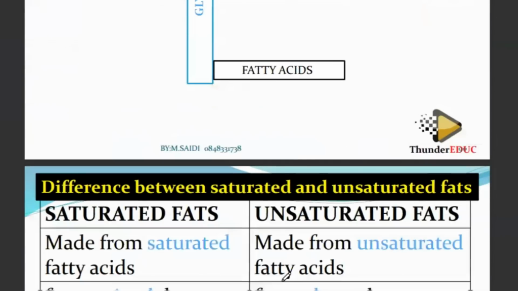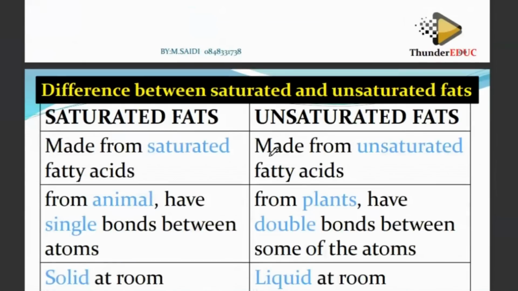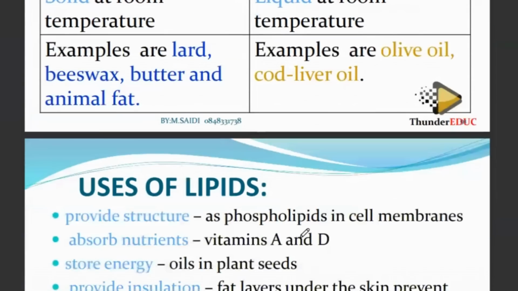What are some of the functions of the lipids? Know them. What is the difference between saturated fats and unsaturated fats? Saturated fats have single bonds throughout, while unsaturated fats have a double bond between carbon atoms, a double bond somewhere. So please make sure that you know that.